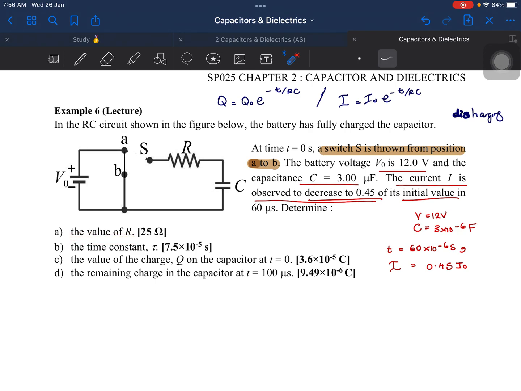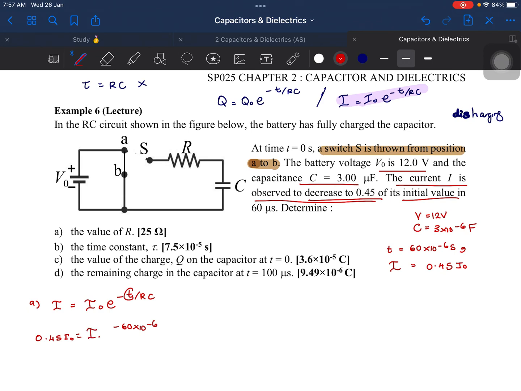Okay, so kita tengok we don't have time constant kan? Tiada time constant. Okay, so tidak boleh guna formula ni. The only information that we have is only regarding this one, isn't it? I saja. Sebab ni ada R kan, jadi kita cubalah. So I is equals to I0 E negative T over RC. So pada masa T sama dengan berapa tu? 60 darab 10 kuasa negatif 6. Okay. Kamu punya I adalah 0.45 daripada I0 kamu. That's how you write down the information lah.